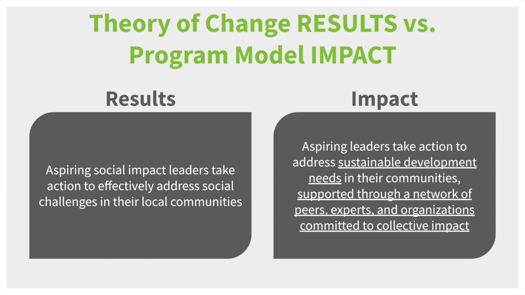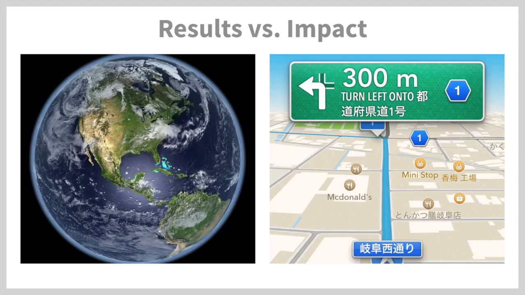It answers who, aspiring leaders, what, take action, why, to address sustainable development needs, for whom, their community. What will be different in the world? Emerging leaders are now taking action in a supported and sustainable way. In regard to fulfilling our mission, this statement tells us that leaders are taking action supported by a network working towards collective impact, which reflects VIA's community-based approach to change. Remember the Google Earth and street navigation view.